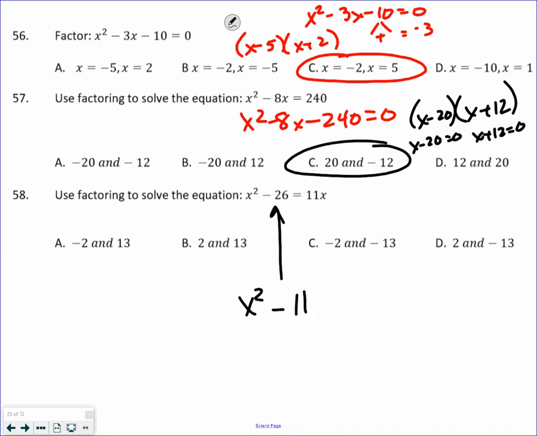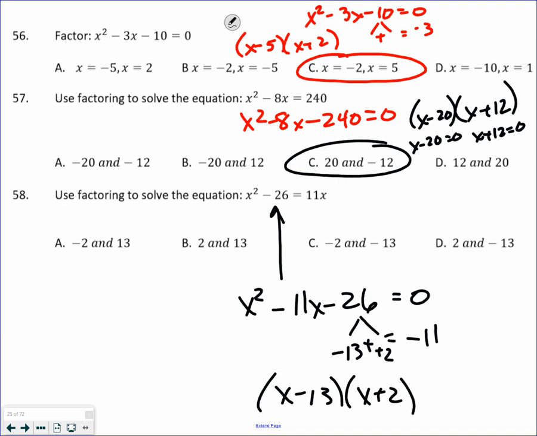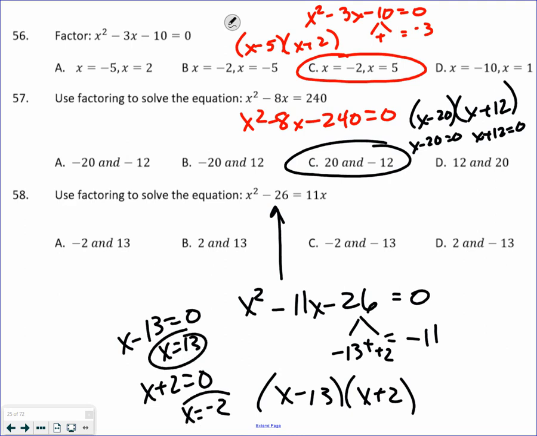Next one. Order does matter. Okay, you always need it in what's called descending order, highest power to lowest power. So now, factors of negative 26, that's going to add up to negative 11. Again, those of you that struggle with your times tables, this is a bit of a struggle here. So I've got negative 13 and positive 2. Set the parentheses equal to 0 and solve. So positive 13, negative 2, A is the correct answer.